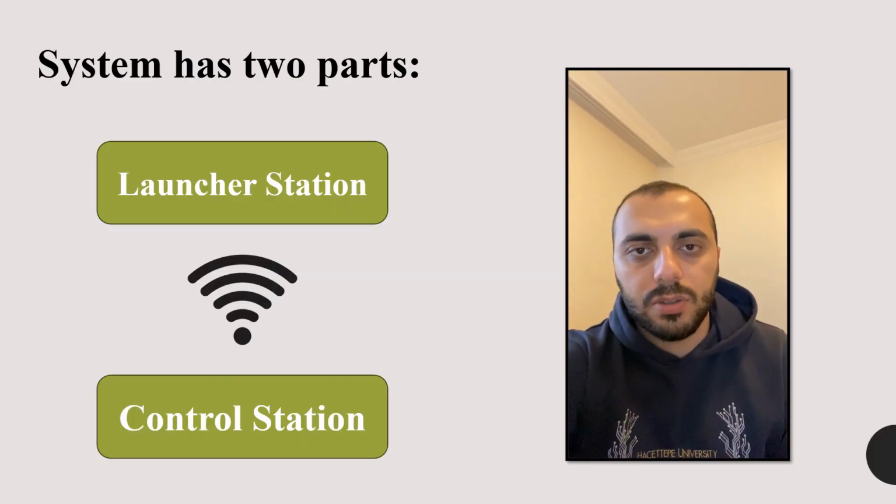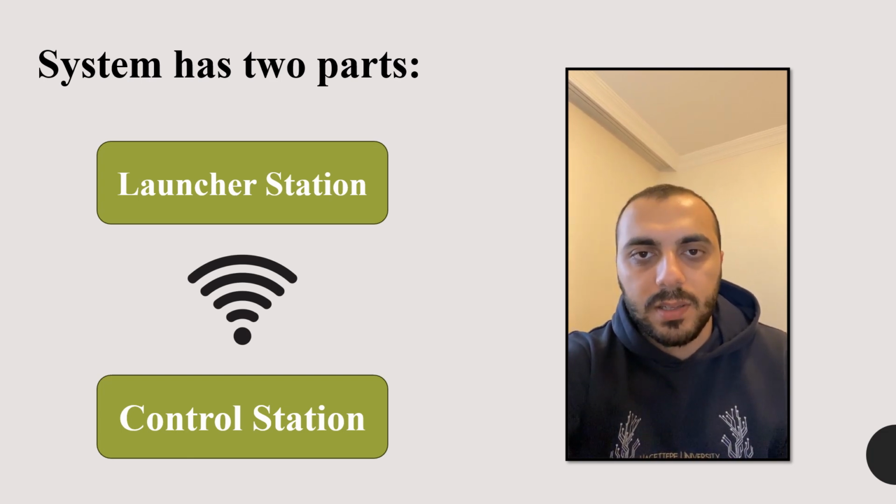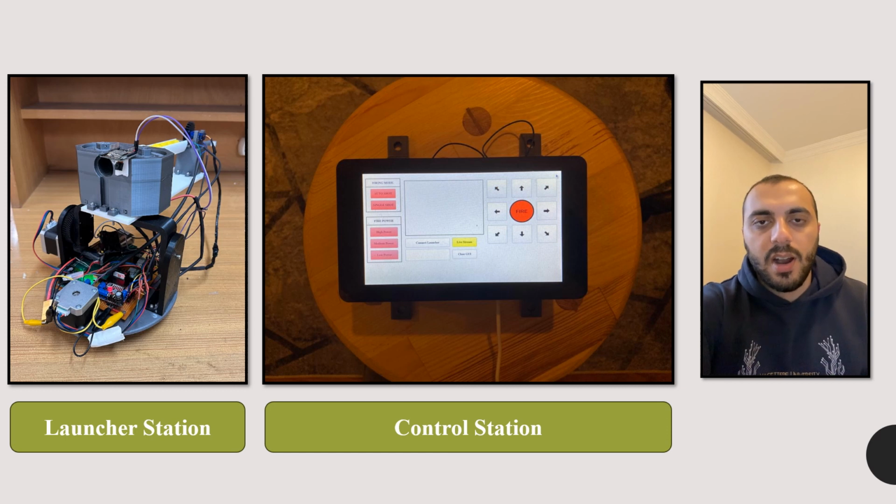I am going to introduce our project. The system consists of two different parts. They are called the control station and the launcher station. They communicate wirelessly with each other. Here are the final stage photos of our system.